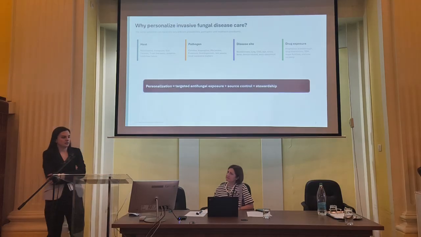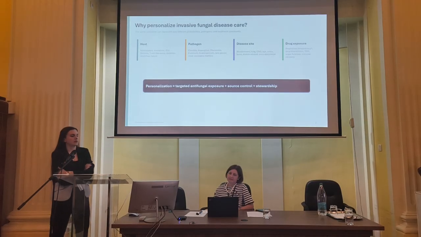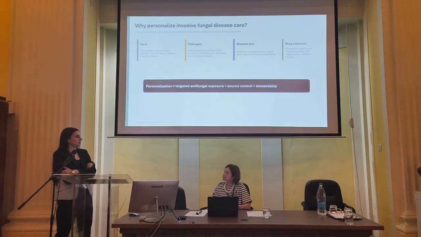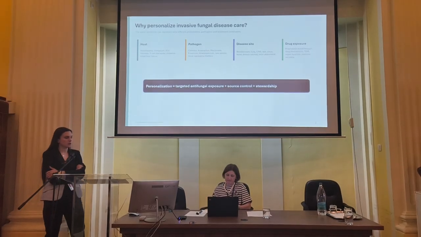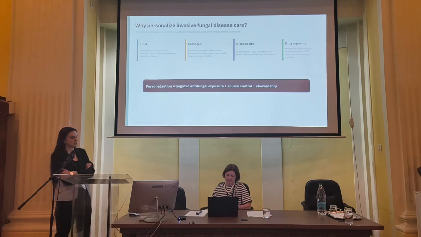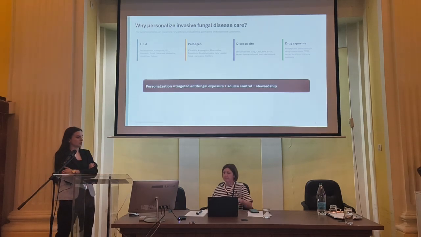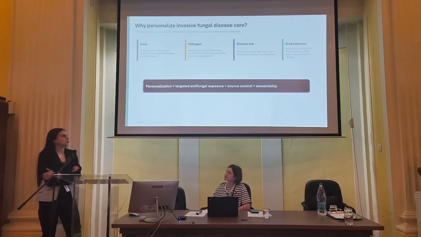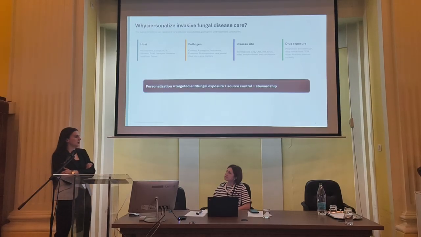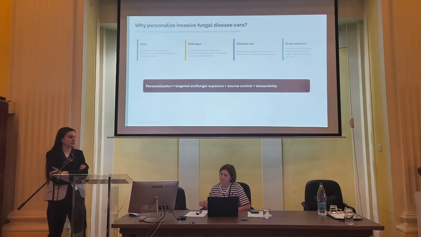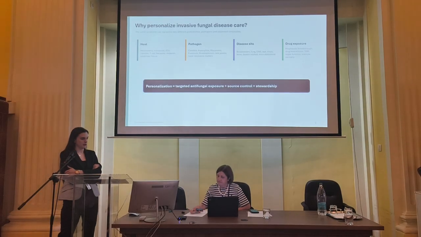Why personalization in invasive fungal disease really matters is because it's a combination of the host, pathogen, disease site, and drug exposure. Hosts are more likely to be patients with neutropenia after transplantation, patients in the ICU with abuse of corticosteroids, patients with uncontrolled diabetes, with renal or liver failure.